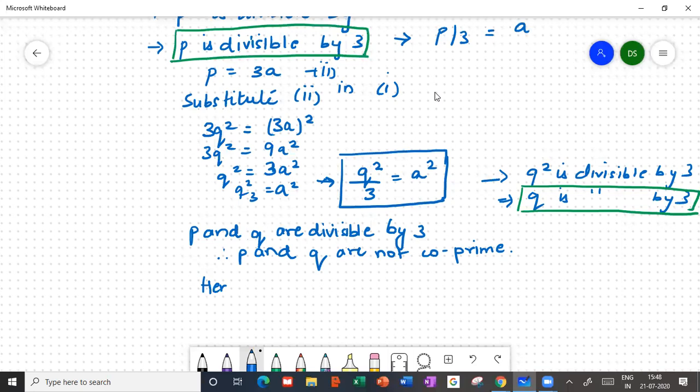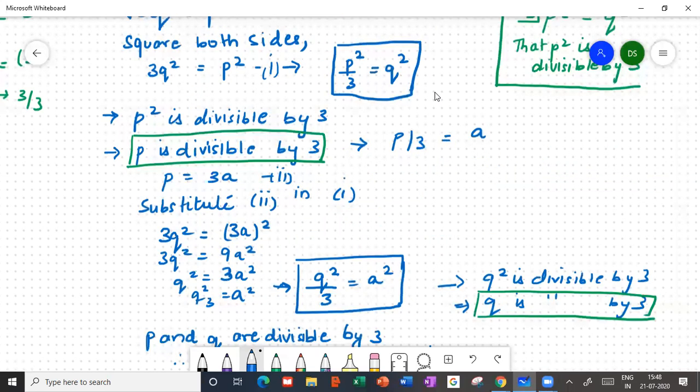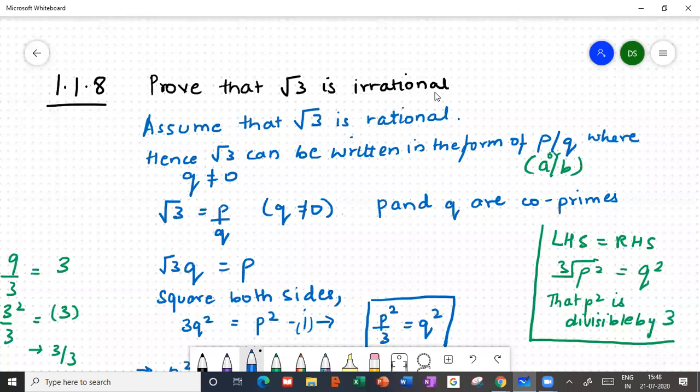But this is a second assumption, right? What about the first assumption? No, it is a combined thing, isn't it? What am I saying? I'm saying that it can be written in the form of P by Q, where Q is not equal to 0 and P by Q is in the most reduced form. So if it cannot be written in the most reduced form, even if I multiply it by any number, it will still not hold good, isn't it?